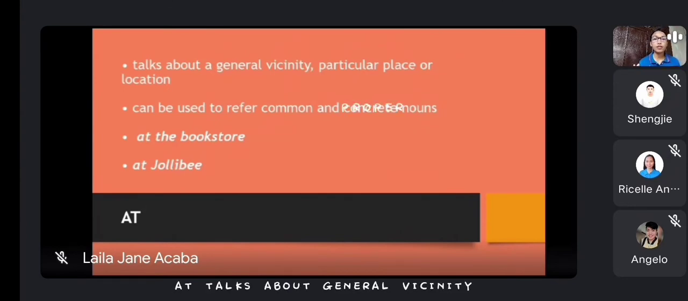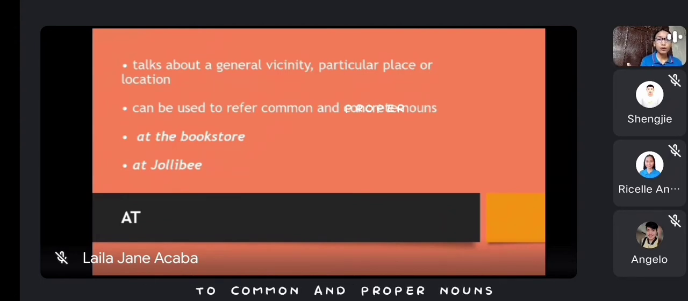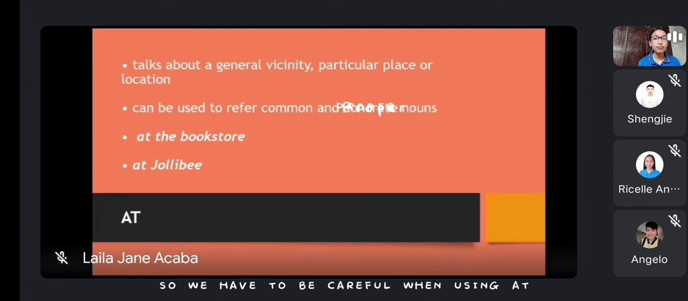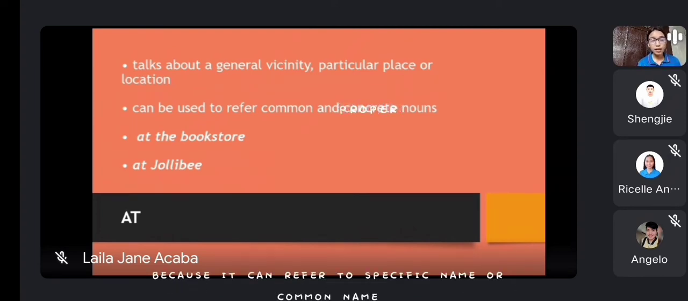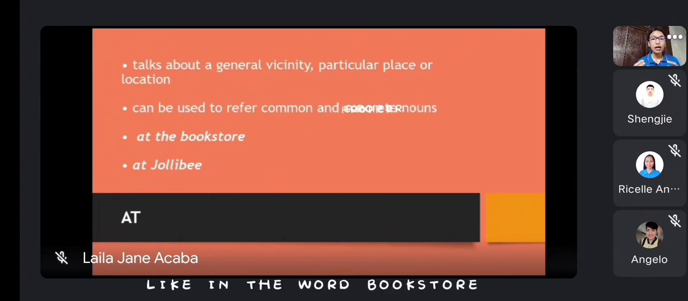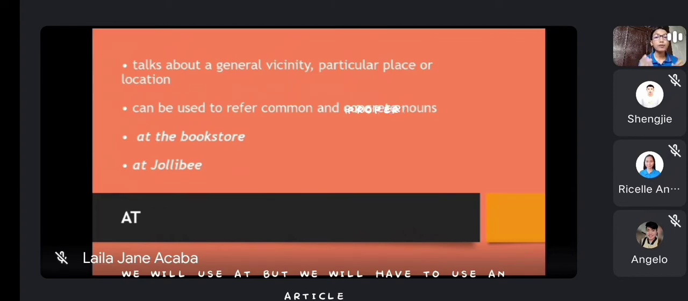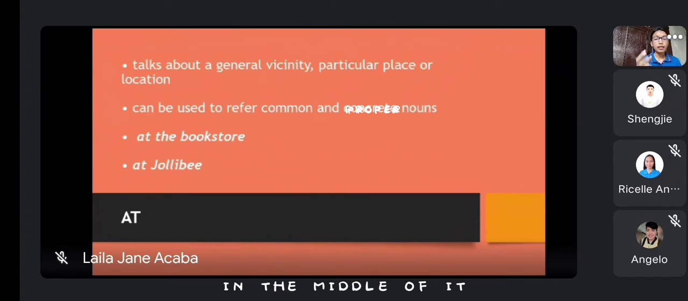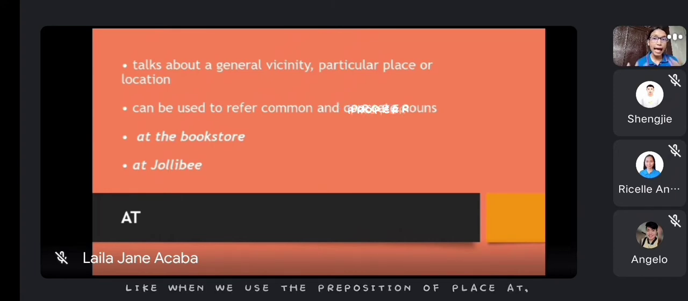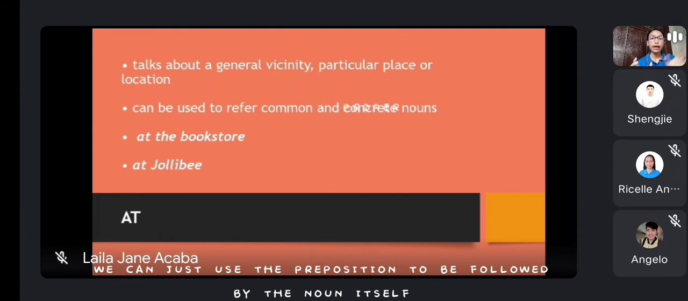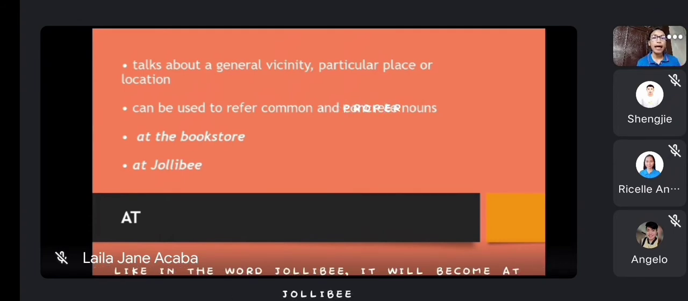At talks about a general vicinity. It can be used to refer to a common name, so we have to be careful when we use at, because it can refer to a specific name or a common name, like the word bookstore. We will use at, but we will put an article in the middle, and it will become at the bookstore. When we use a common noun with at, we have to use an article like a, an, or the. While when we use the preposition of place at with proper names, we can just use the preposition followed by the noun itself, like the word Jollibee. It will become at Jollibee.